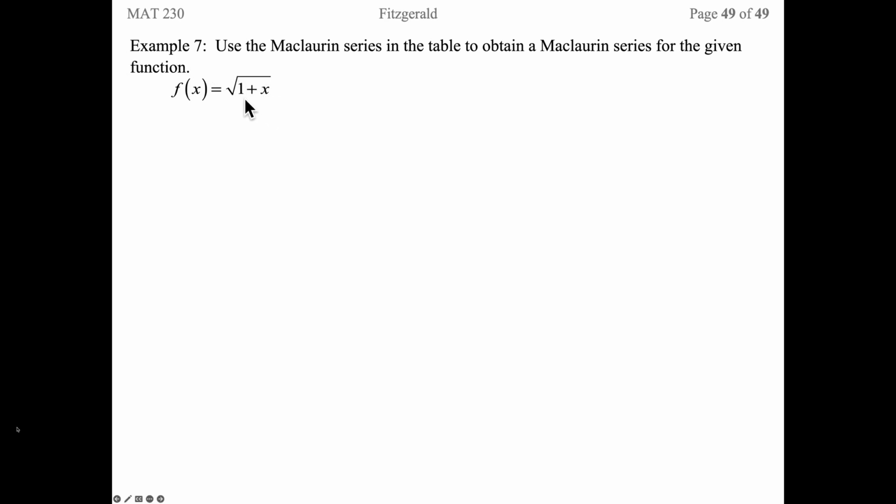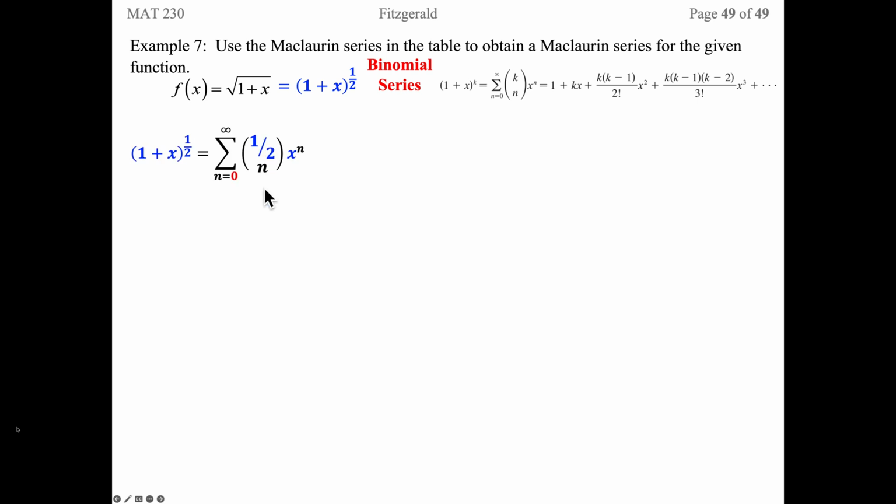Well, we don't have anything that looks like that, so I'm going to convert this to a binomial, 1 plus x to the 1/2 power, and now that matches my binomial raised to the k power. So my k is going to be 1/2 when I substitute this in. So 1 plus x to the 1/2 power equals the summation n equals 0 to infinity of 1/2 choose n, x to the n. So this is where we're going to build these k values.